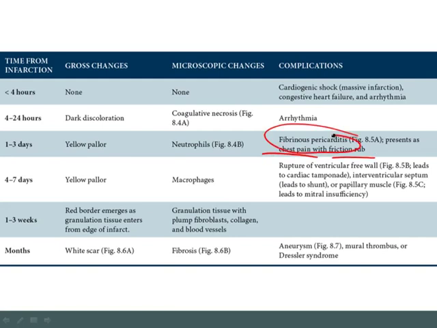Now, important to note that you'd only get fibrinous pericarditis with a transmural infarction when the entire wall was involved. If the infarction was subendocardial, where it didn't go up into the epicardium, of course you wouldn't have inflammatory debris going into the pericardium, and so therefore you wouldn't get fibrinous pericarditis.